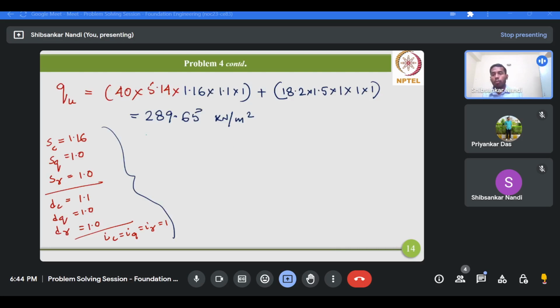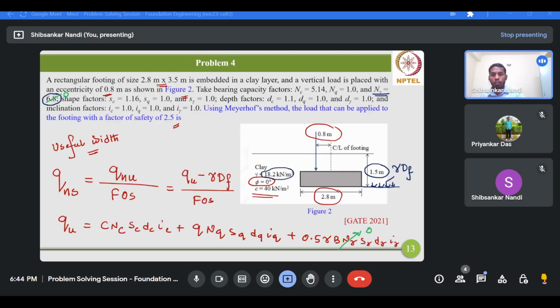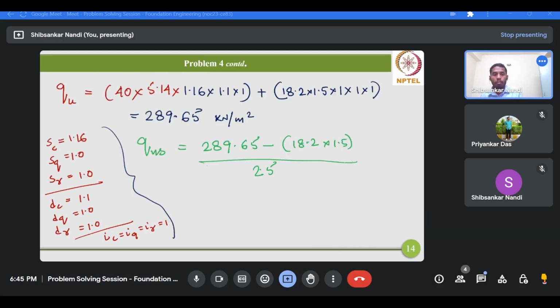So qu we have calculated. Now q net safe we will directly calculate. So 289.65 minus 18.2 into 1.5. This is the overburden pressure at the foundation level, divided by the recommended factor of safety, 2.5. So if we calculate, it would be 104.94 kilonewton per meter square.